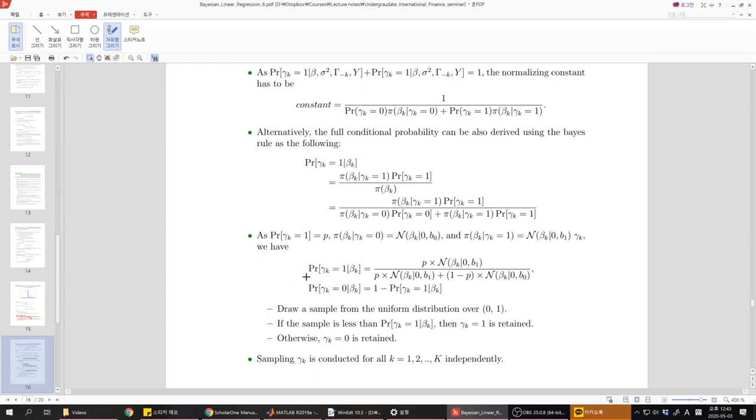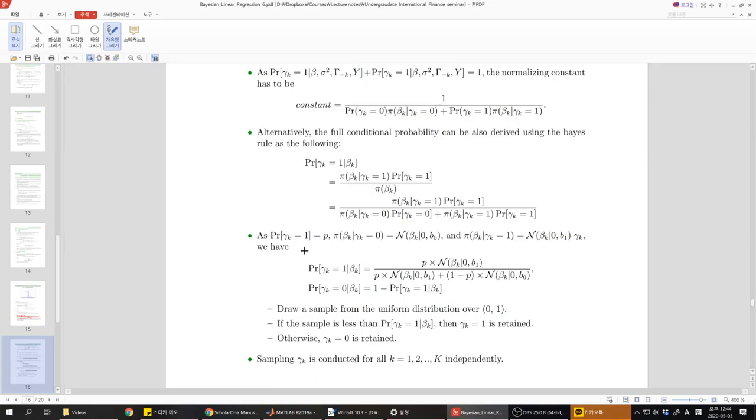What's the probability that the uniform draw is less than 0.7? It's 0.7, right? What's the probability that the uniform draw is less than 0.2? The probability is 0.2, right? So if you try to generate gamma k equals 1 with this probability, then just get a uniform draw from this uniform distribution. If the sample is less than this probability, then gamma k will take 1, otherwise 0.